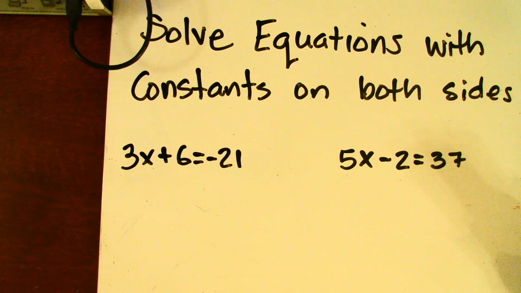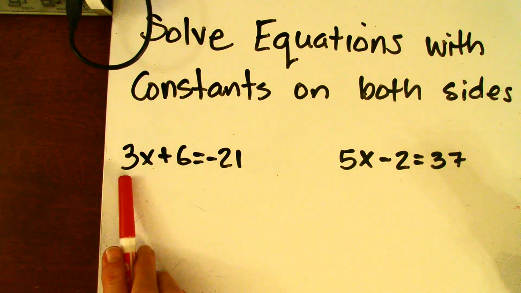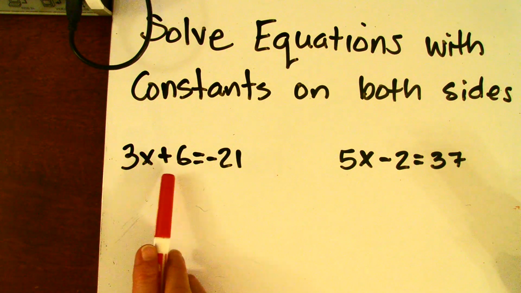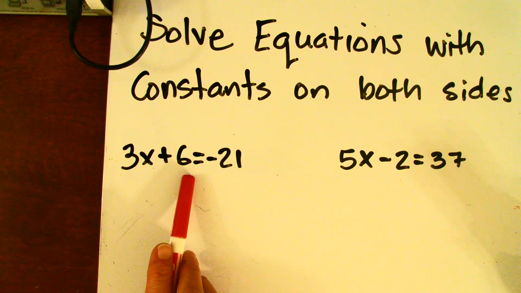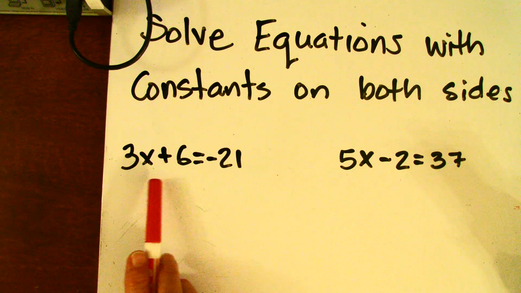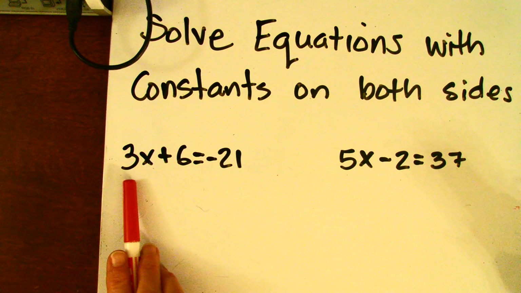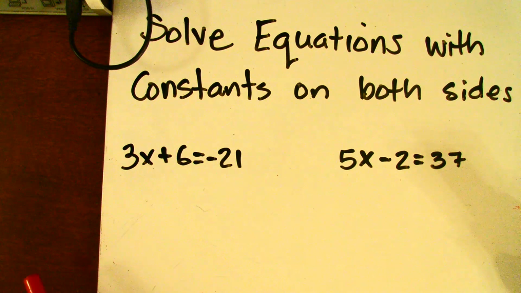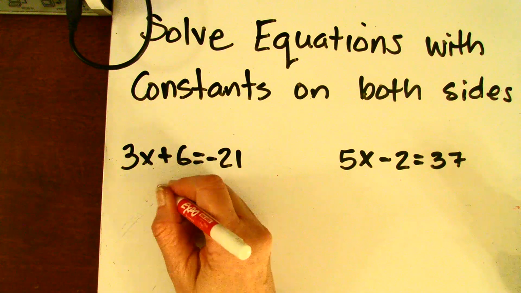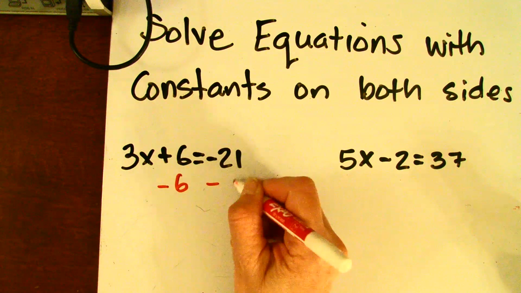Now we're going to go ahead and look at what's going on. We've got 3 times x, and we're adding 6. To solve for x, we're actually going to subtract 6 from both sides and then divide by 3 on both sides. Instead of following order of operations where we multiply or divide before we add or subtract, when we're solving an equation, we're going to do the opposite. So in this case, I'm going to subtract 6 from both sides.